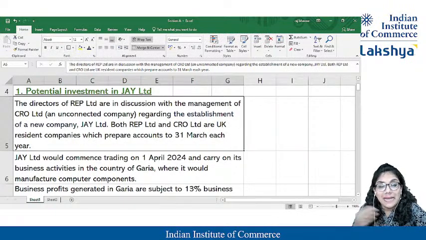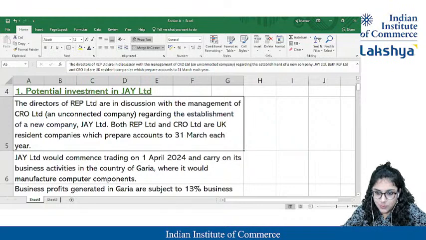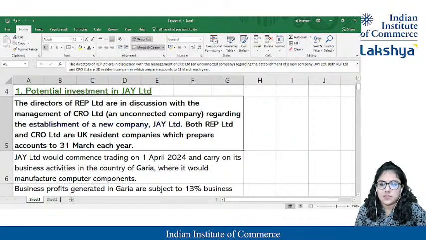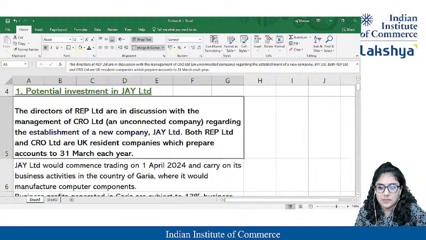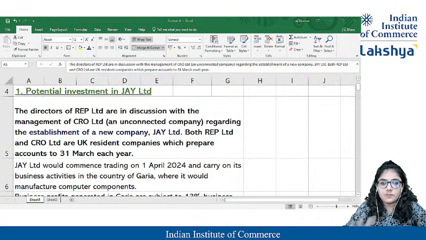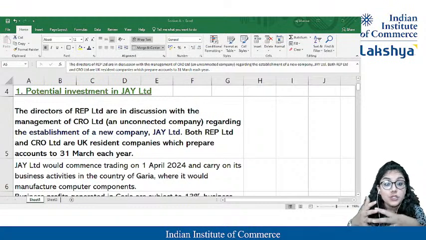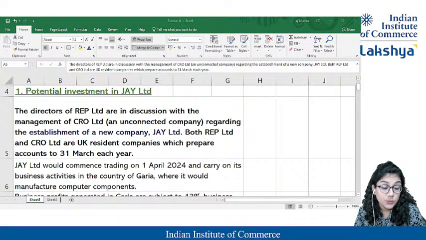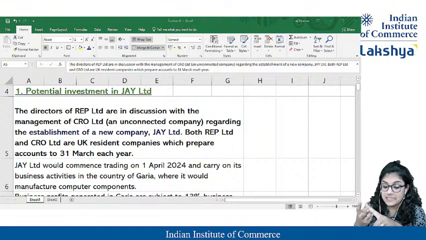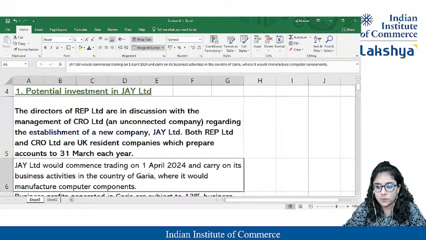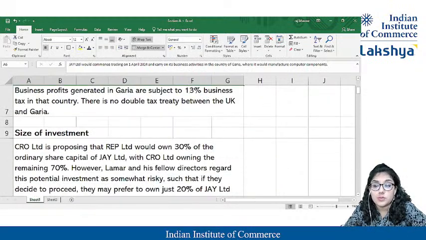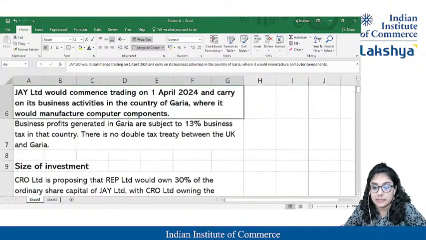Both REP and CRO Limited are UK resident, with financial statements prepared for the year ended 31st March. So there is nothing which we cannot understand. The directors of REP Limited are in discussion with CRO management, communicating that they want to establish a new company. Both REP and CRO are UK resident. Both of them want to start another company.